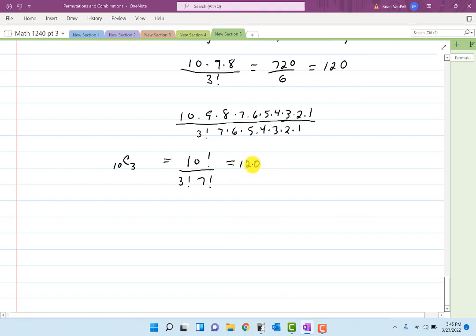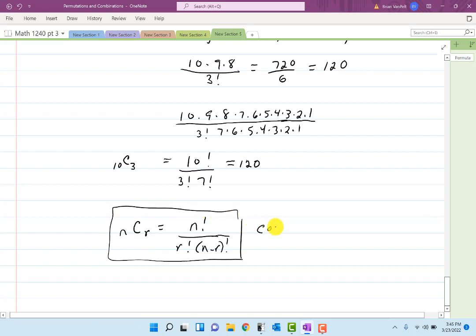So in effect, the formula for nCr equals n factorial divided by, I don't know which way I want to put it. I think I'll put r factorial here and n minus r factorial here. So this is the formula, and that C stands for combinations. Combinations do not consider order.